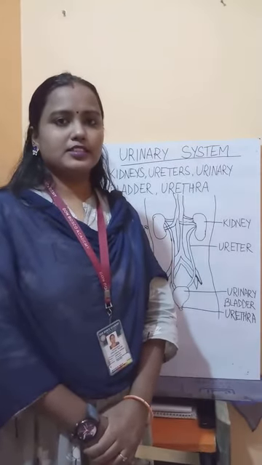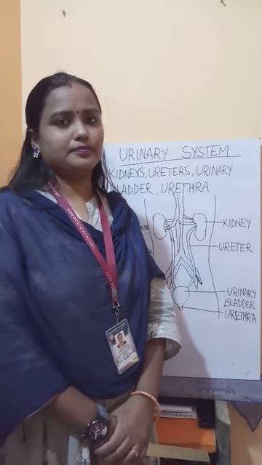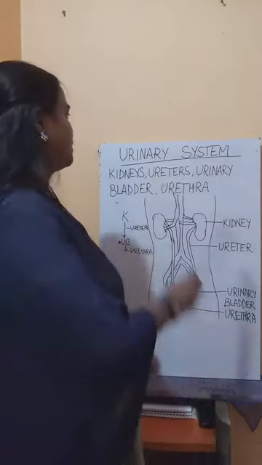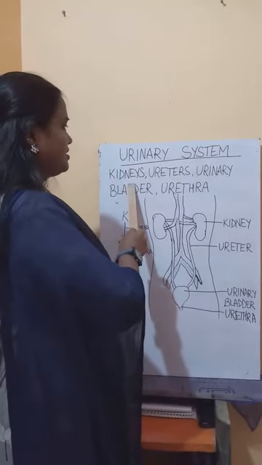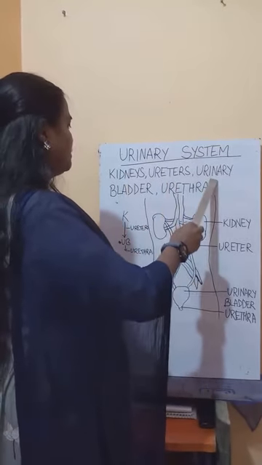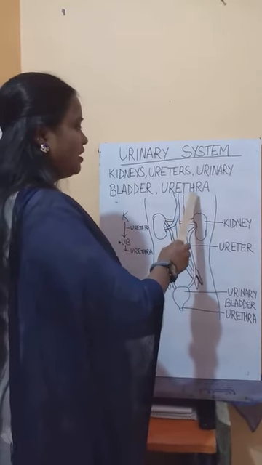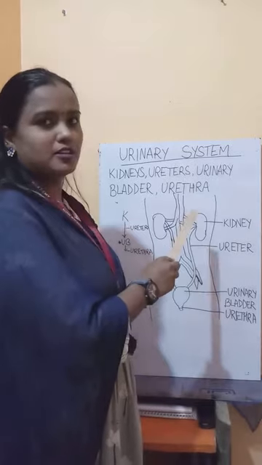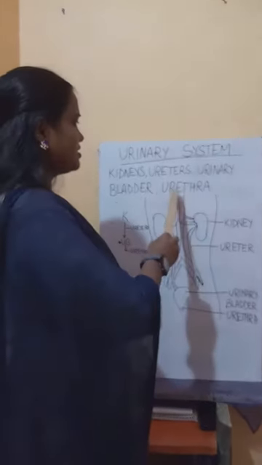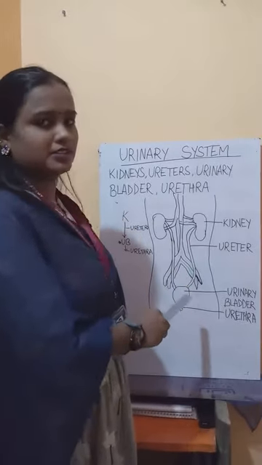Students, now we will discuss the urinary system. The different parts of the urinary system are the kidneys, ureters, urinary bladder and urethra. Now we will discuss how this urinary system functions.